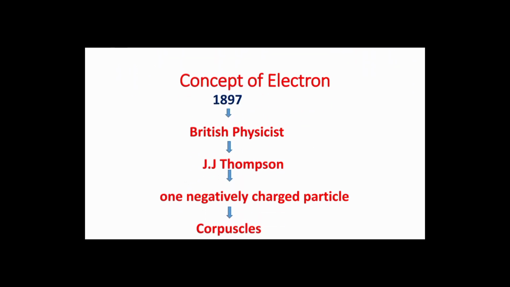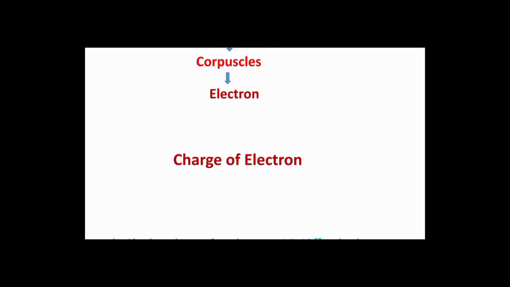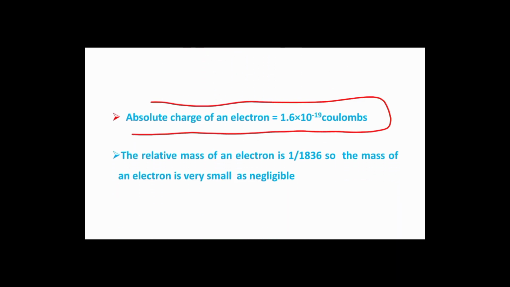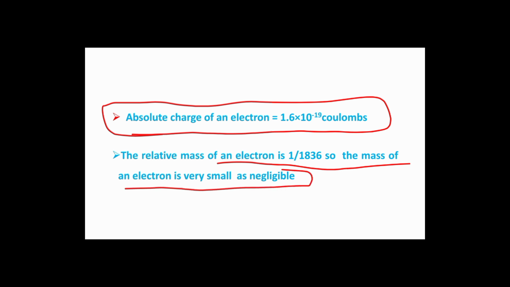Concept of electron by J.J. Thomson. The absolute charge on an electron is 1.6 into 10 raised to power minus 19 coulombs. The relative mass of an electron is 1 over 1836, so the mass of an electron is very negligible compared to a proton.